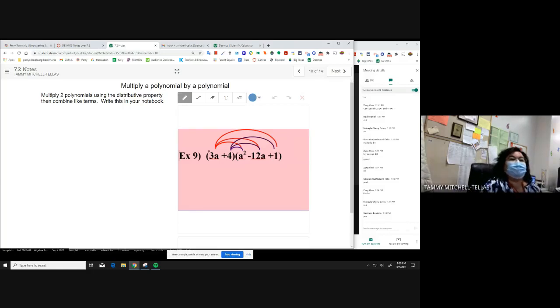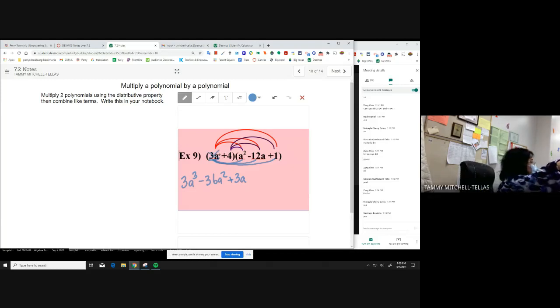We start with 3a, and we're going to multiply by a squared. I take the 3a and multiply it by a squared. That is 3a to the 3rd. Then I take the 3a and multiply it by negative 12a. That is negative 36a squared. Then I take the 3a and multiply it by positive 1. That is positive 3a. So I've done the 3a. I've multiplied all the terms in the second parenthesis, and I'm done with it.